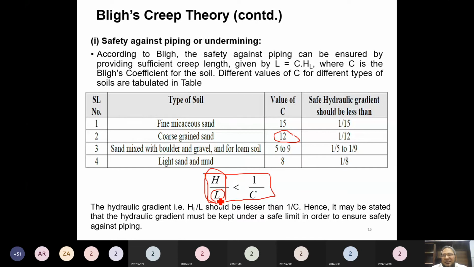And how can I increase the creep length? Either by increasing the length of the concrete floor or by increasing the vertical lengths of the sheet piles. Then my creep length will increase. And on what basis will I decide which option to go for? क्या मुझे concrete की length बढ़ानी है या मुझे sheet pile की length बढ़ानी है?